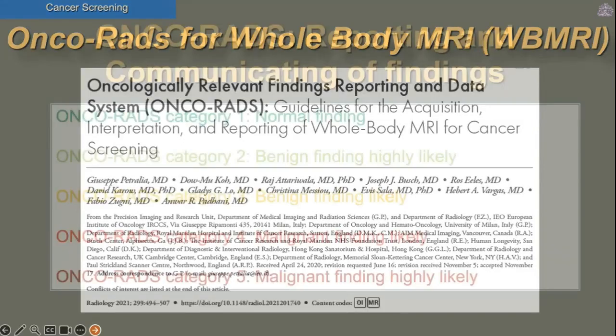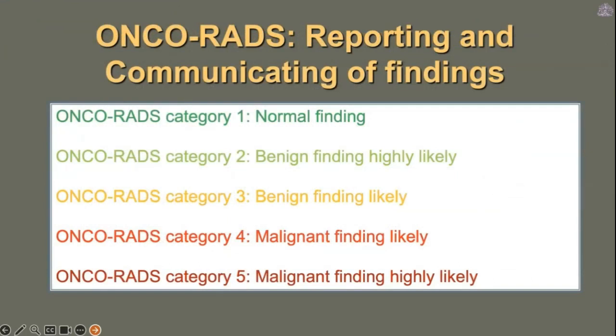So very simply, we communicate any finding on the whole body MRI as we read them into 5 categories. So OncoRAD 1 is a totally normal examination, 2 is benign findings, highly likely, 3 is benign findings, likely, and 4 and 5 are where malignancy is likely or highly likely.